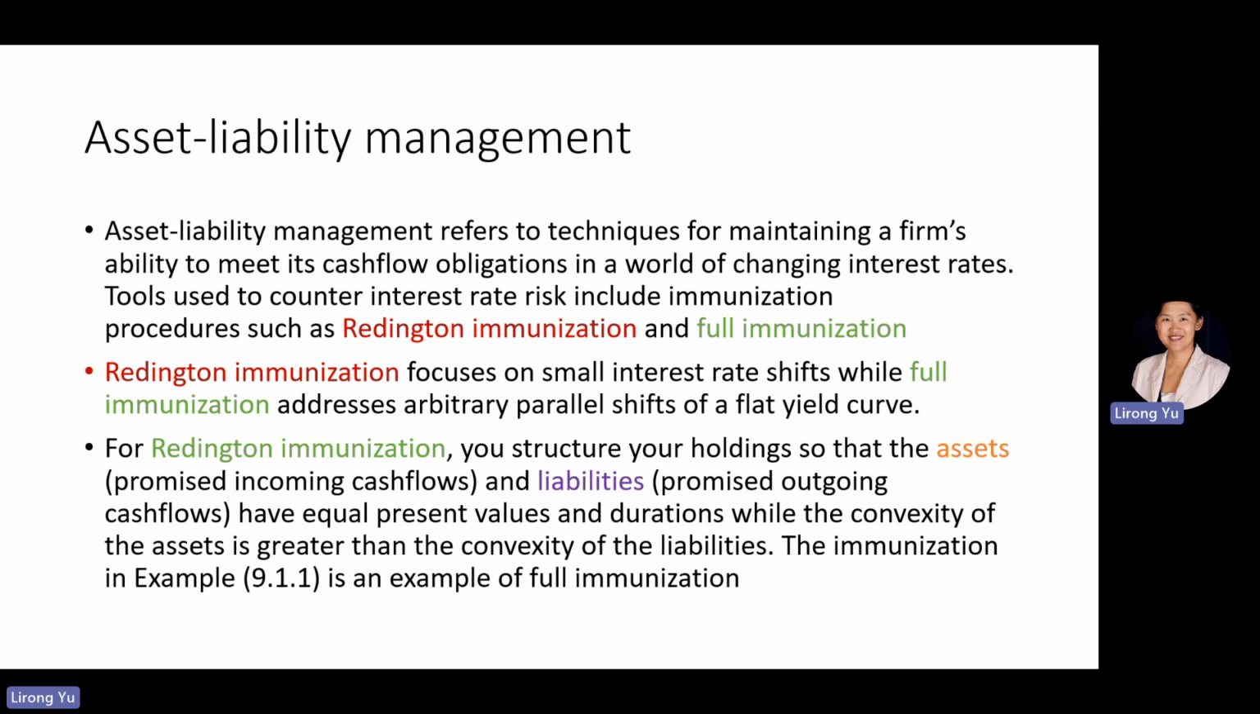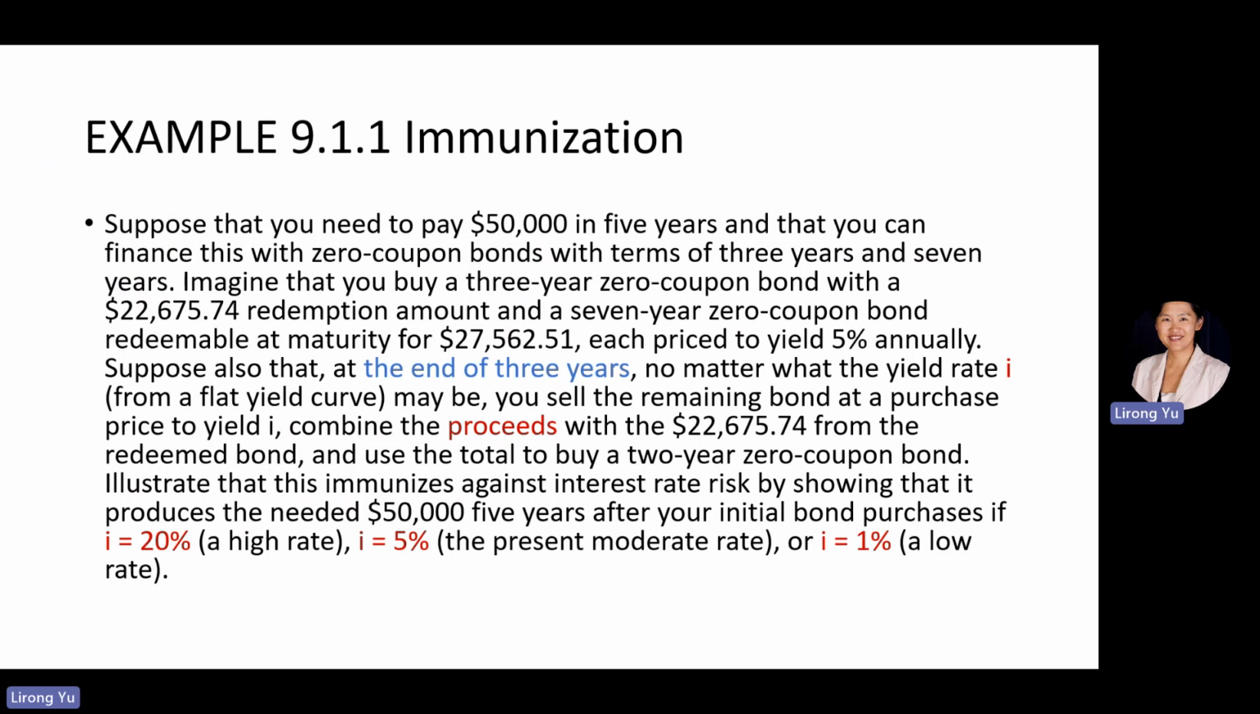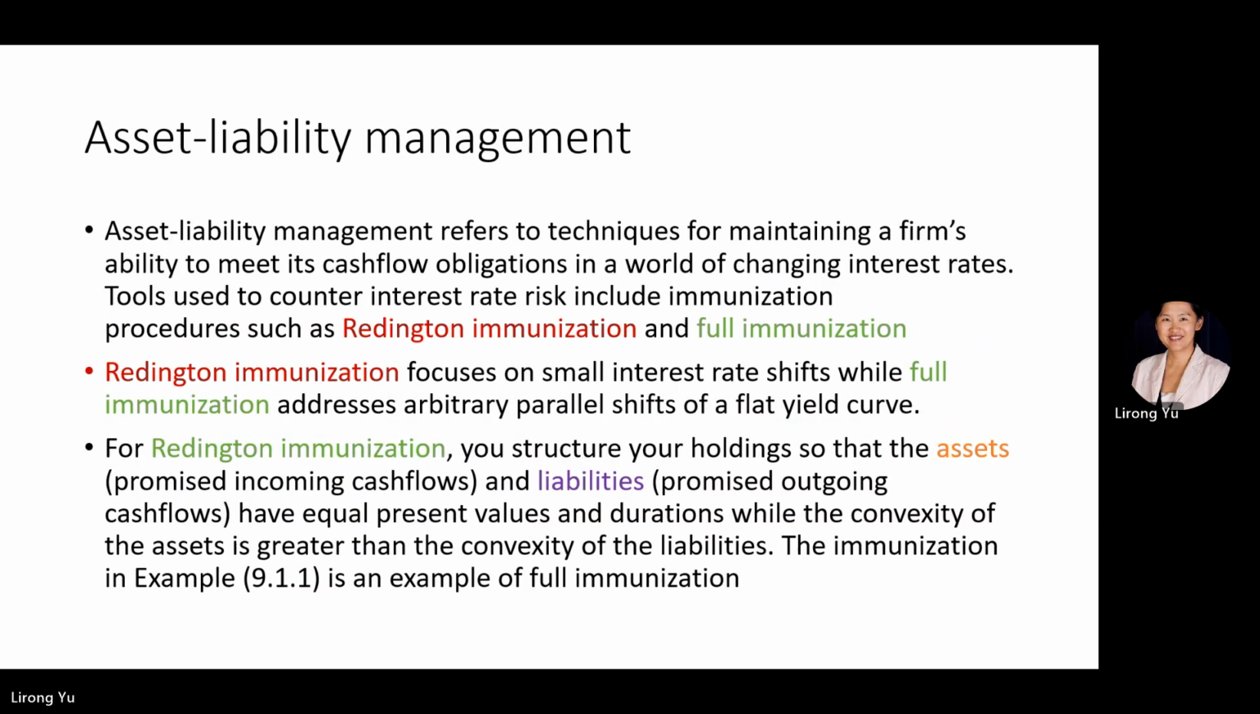The immunization in example 9.1.1 is an example of full immunization. So the example we just talked about earlier is an example of full immunization, but we haven't really defined it. Redington immunization involves matching present value and also matching the duration. So we match two of them on the condition that the convexity of the asset is greater than the convexity of the liability. We can think of the convexity as a second derivative of the price function.